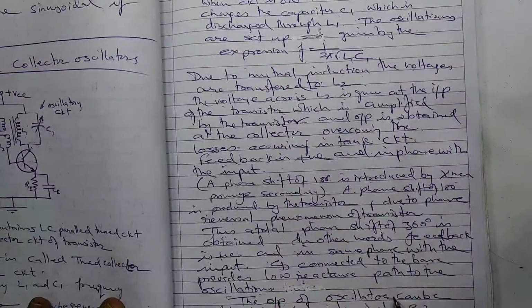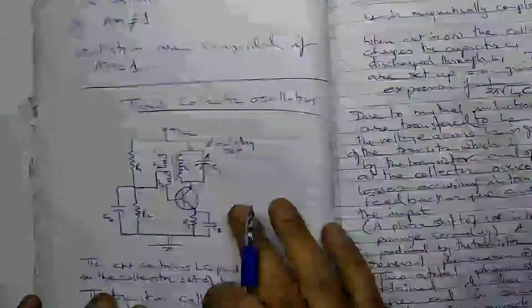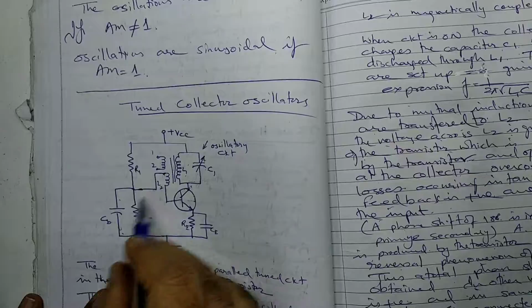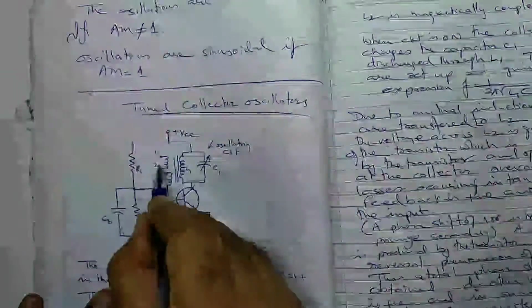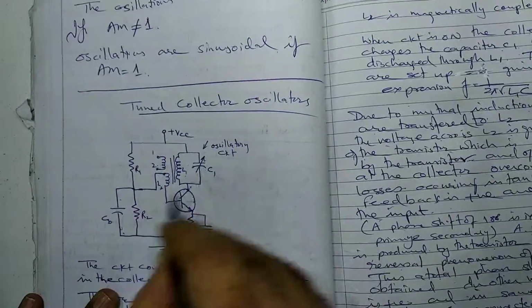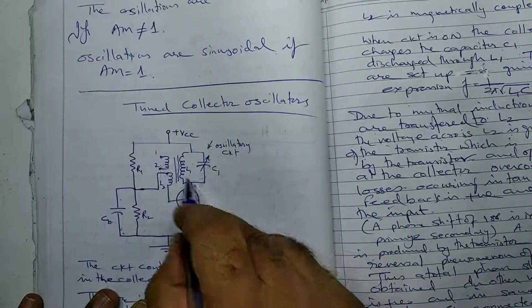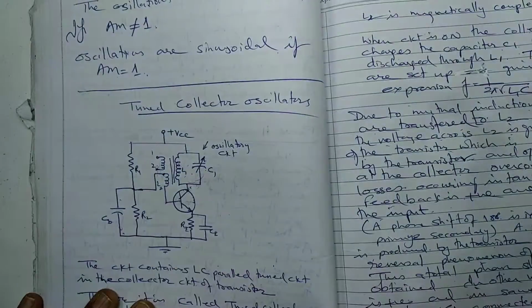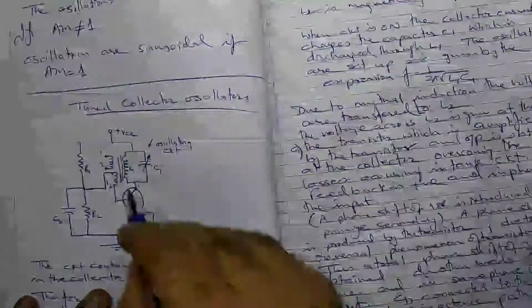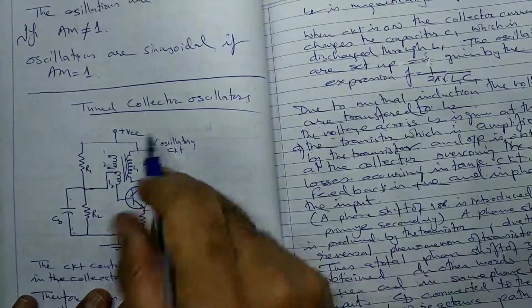The output of the oscillator can be obtained from terminal 1 and 2. Now here we can see, this is the input capacitor and the feedback circuit. Output can be obtained across terminal 1 and 2. This is the mutual inductance, this is the transformer. Here this is the oscillatory circuit which is creating the oscillations of desired frequency. This is called tuned collector. Since this circuit is connected in the collector circuit, it is called tuned collector oscillator.